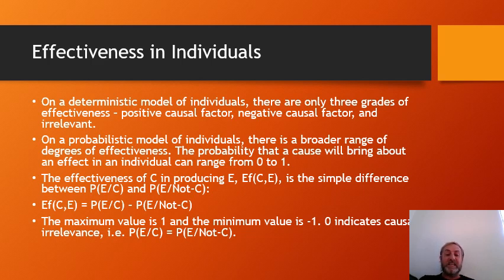So the maximum value there will be a 1, the minimum value will be a -1, and then 0 will indicate causal irrelevance, right? So that's 1 is guaranteed sort of positive causal factor, -1 guaranteed negative causal factor, and if it's right in the middle, that's causal irrelevance.